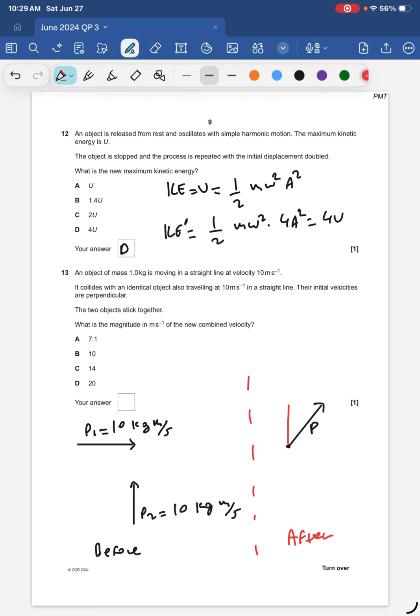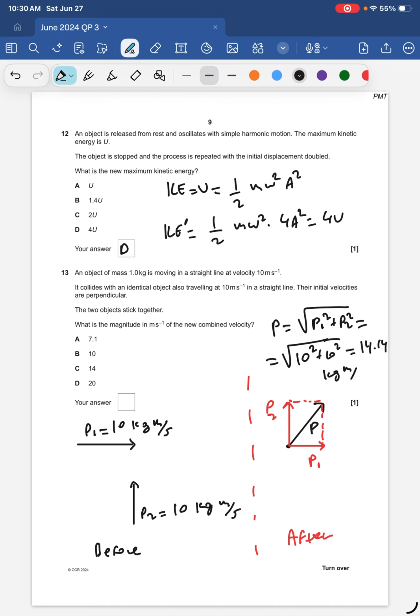I forgot to write, this is the after the collision situation. So momentum is conserved. So we can think about this as a vector problem, right? So we have P1 and P2, and the hypotenuse, or the resultant momentum, if you will, is the total momentum. So we can simply use Pythagoras theorem because the two momenta before are equal, and we can find the magnitude of P. So the magnitude of P is equal to the square root of P1 squared plus P2 squared, which is the square root of 10 squared plus 10 squared, which is 14.14 kilogram meters per second.